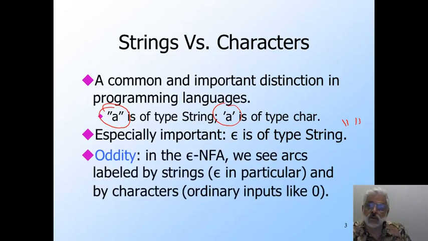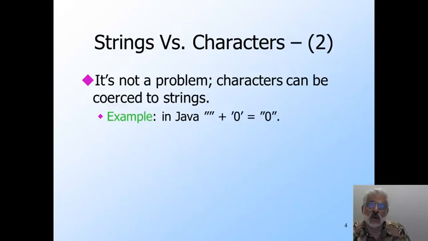And I think most confusion occurred when people noticed that in an epsilon NFA, some arcs are labeled by the string epsilon, while others are labeled by input characters or input symbols. Previously, DFAs and ordinary NFAs had all arcs labeled by characters, but epsilon is not a character, and yet we appeared to use it where you expected an input symbol, that is, a character, to appear. But there is no real problem, since a character can be coerced to be a string of length 1. It's in fact very natural in programming languages.